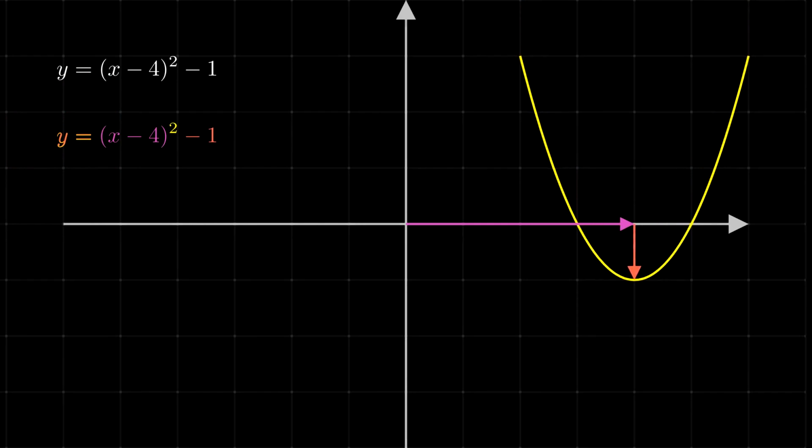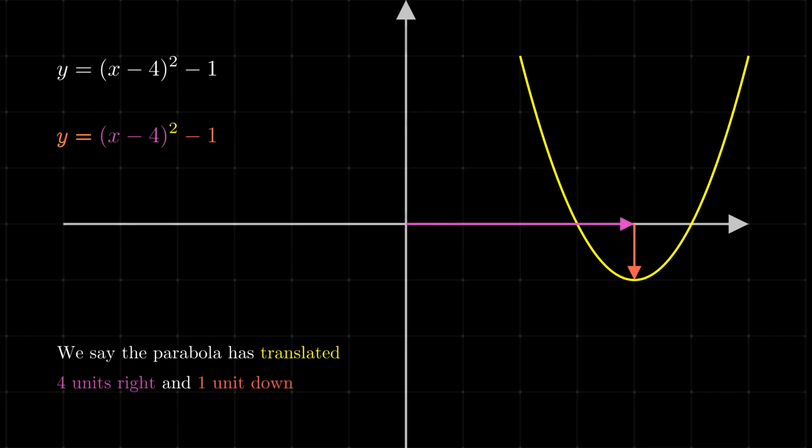The formal way to talk about the graph moving is to call it a translation. The parabola has translated 4 units right and 1 unit down. And the best way to indicate this for a parabola is that we often label the vertex, so here it is at (4, negative 1). So that's translations, moving the graph and or the axis by adding or subtracting numbers.